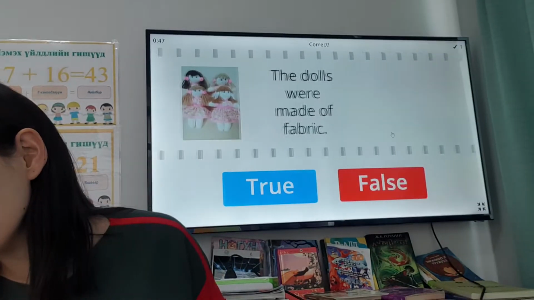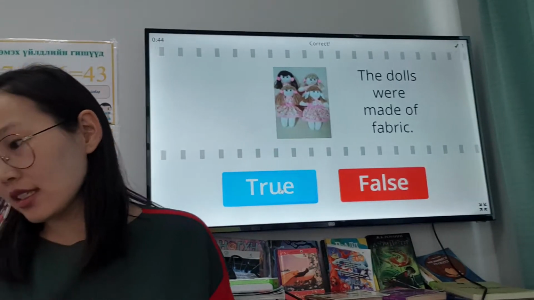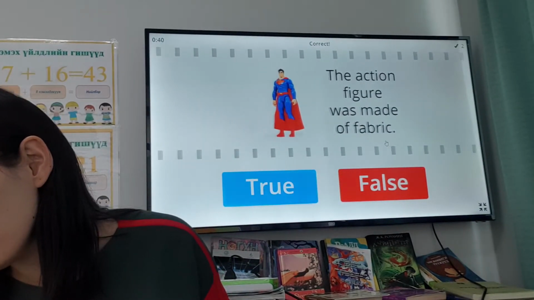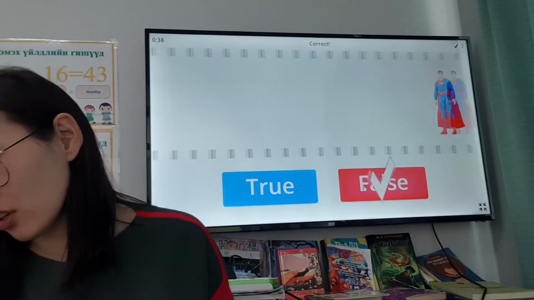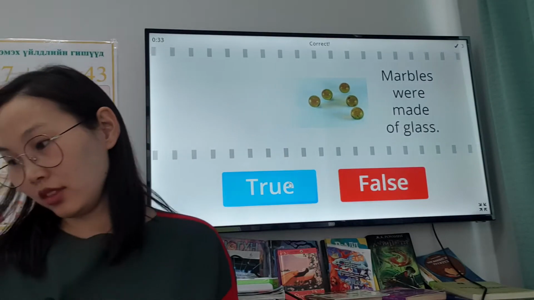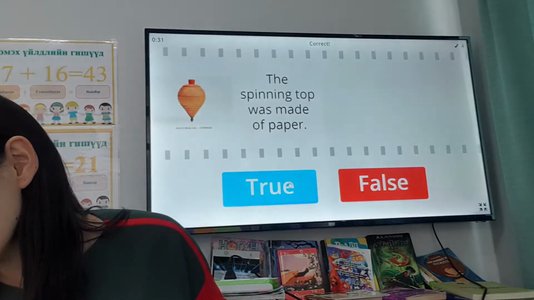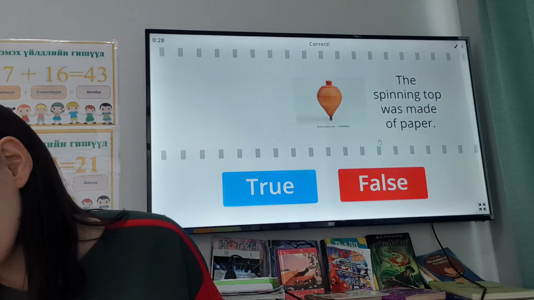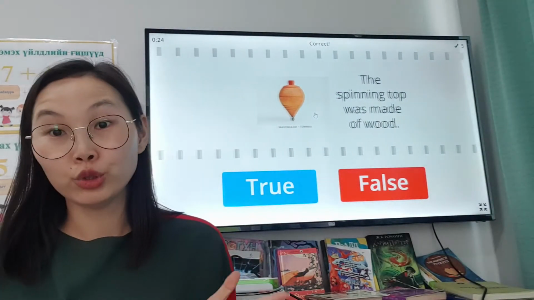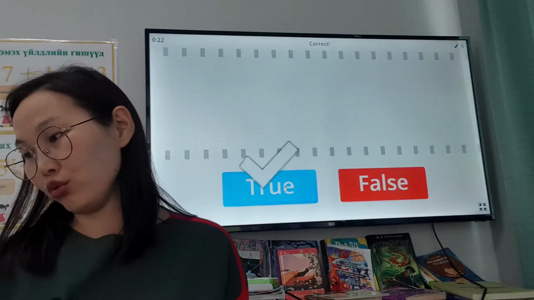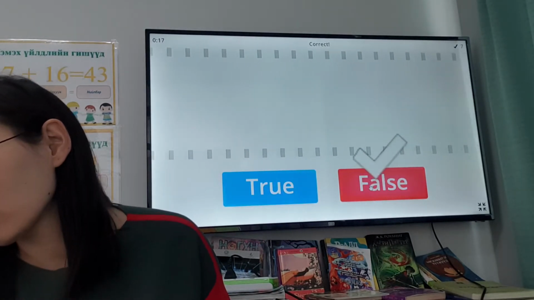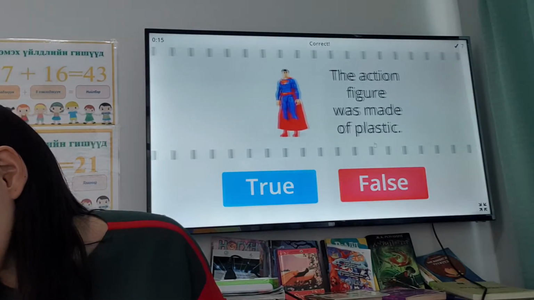The dolls were made of fabric. Yes, I think so. The action figure was made of fabric. I don't think so. False. Marbles were made of glass. Yes, true. The spinning top was made of paper. No. And the spinning top was made of wood. Yes, this time it is true. The dolls were made of glass. False. Action figure was made of plastic.